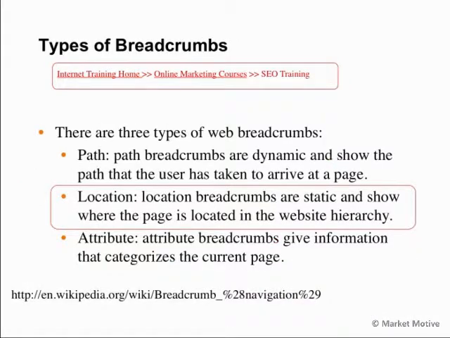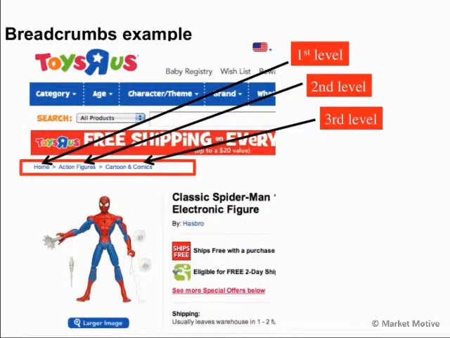So there's different types of breadcrumbs. There's path breadcrumbs, and attribute breadcrumbs that categorize the page that you're on. We're looking at mainly location-based breadcrumbs that show the user where they are in the website hierarchy, and these are very useful to search engines as well because they serve as anchor text and give some idea of the hierarchy of the website. So you can see another example here with Toys R Us. Home would be the first level. Action figures would be the category or second level. Third level would be cartoon and comics, the subcategory, and then the Spider-Man action figure would be the actual product or page in this case.